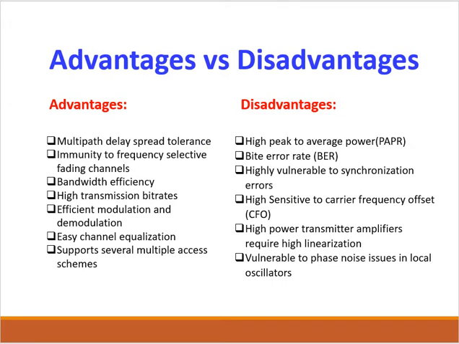Well, OFDM has many advantages. However, there are some disadvantages of OFDM that need to be overcome in future work. For example, high peak-to-average power ratio (PAPR), bit error rate, and so on.